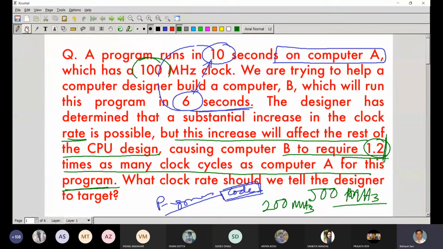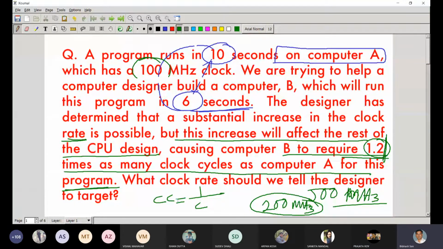You can check the internet to get the answer, but that is not the main thing. How you have solved it, that is the main thing for me. Clock cycle is equal to 1 by clock rate. So in that case, we can say that clock cycle equals 1 by 200 megahertz.